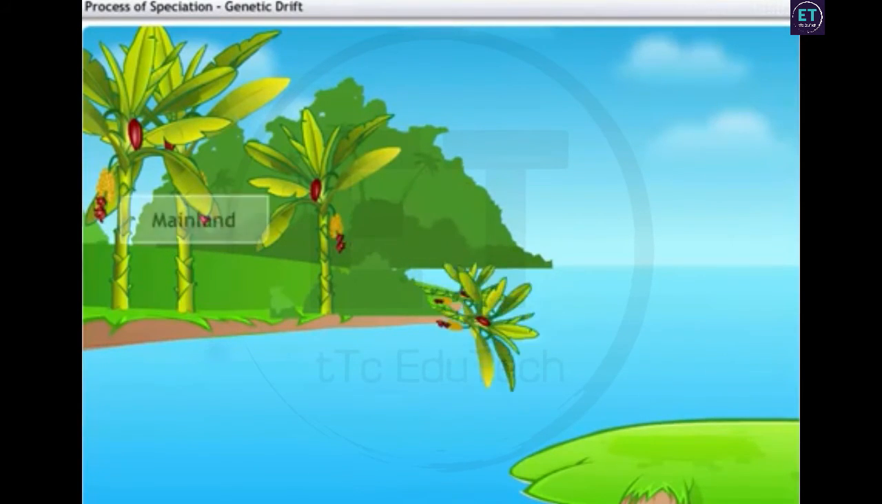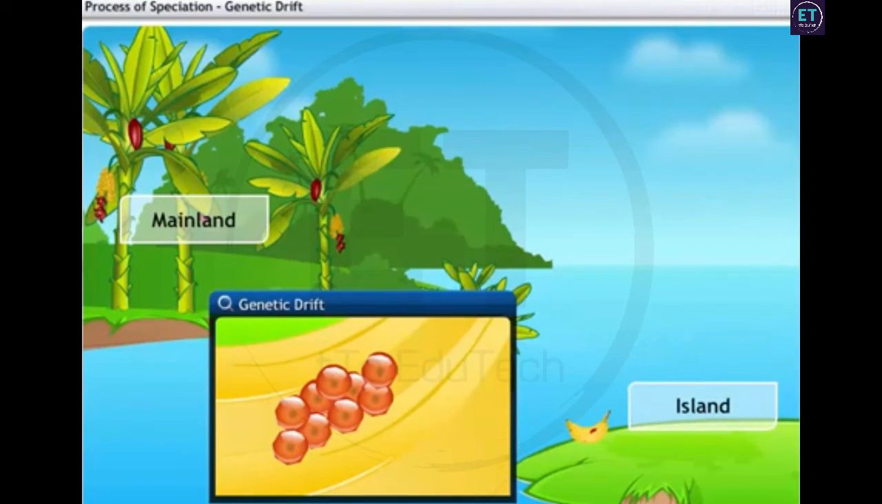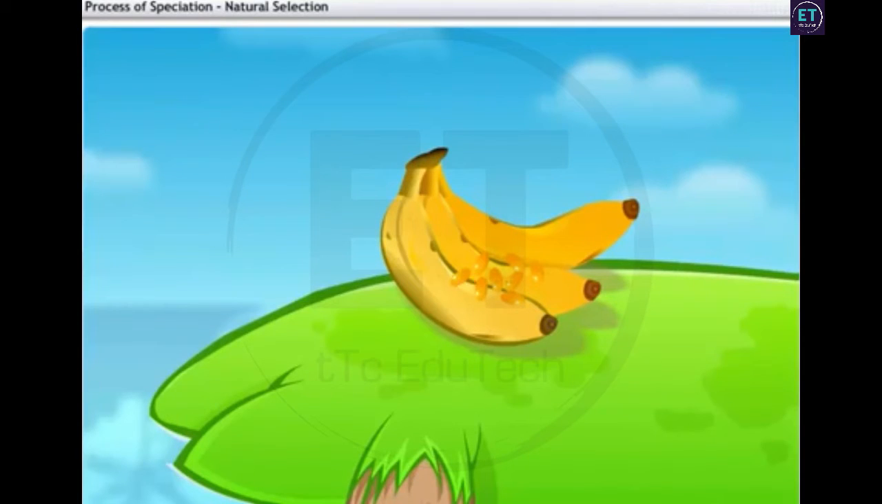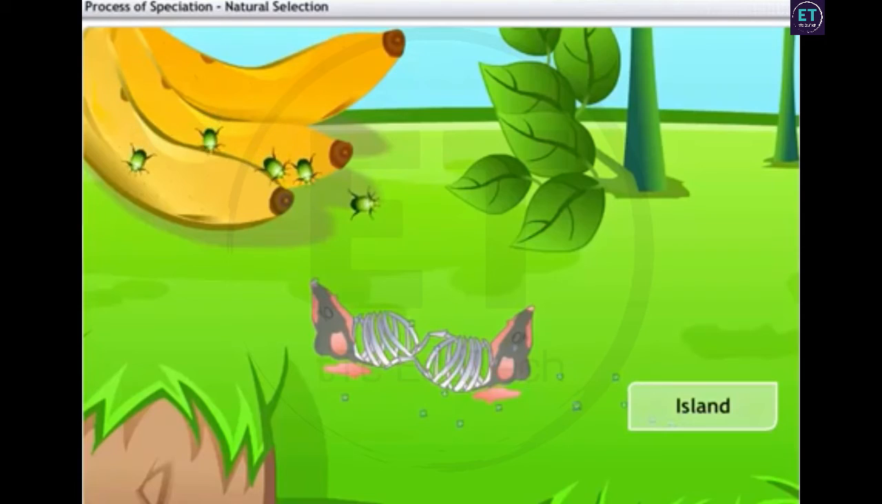If a hurricane strikes the mainland and the bananas with the beetle eggs on them are washed away to an island, it is called genetic drift. The beetles hatch out of the eggs and mature on the island. Ecological conditions are slightly different on the island as compared to the mainland. This leads to a change in morphology and food preferences in the beetles over the course of generations.